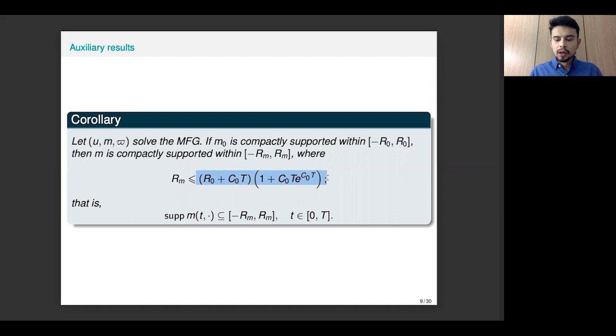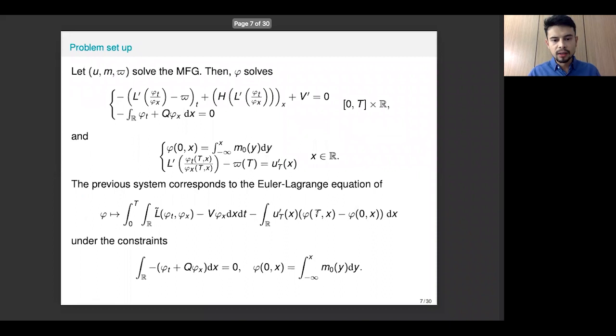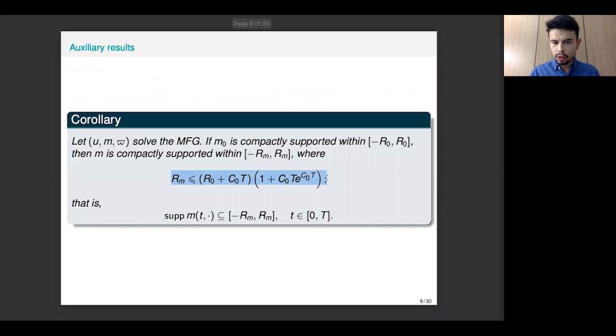So far, I have been able to talk about the potential because I knew from the beginning that it's related to the mean field game solution through these equations. But if you want to set up this variational problem, you need to leave behind the solution of the mean field game system, because you don't want to solve something that already has a solution. So this result allows us to identify, in particular, a compact set to work in. And you can define this compact set independently of the solution of the mean field game system. You're just using problem data.